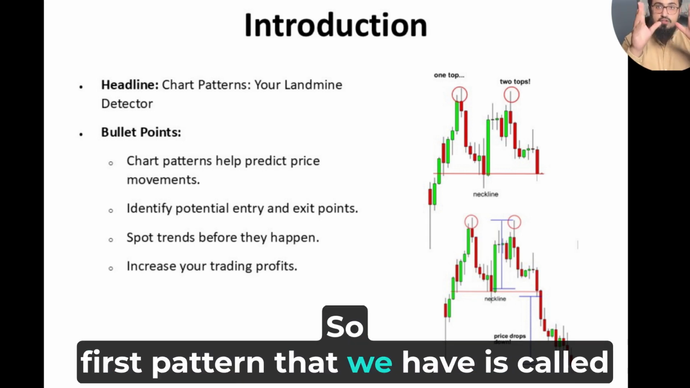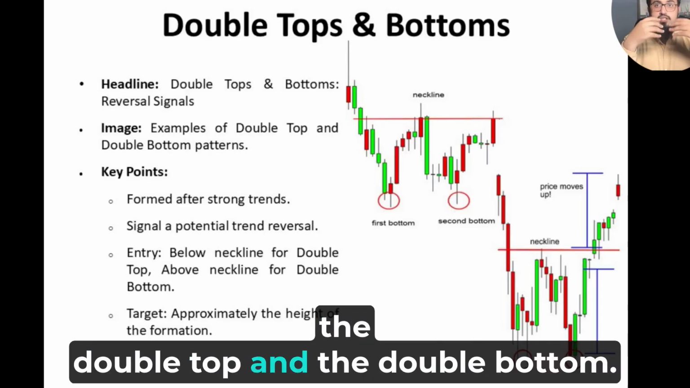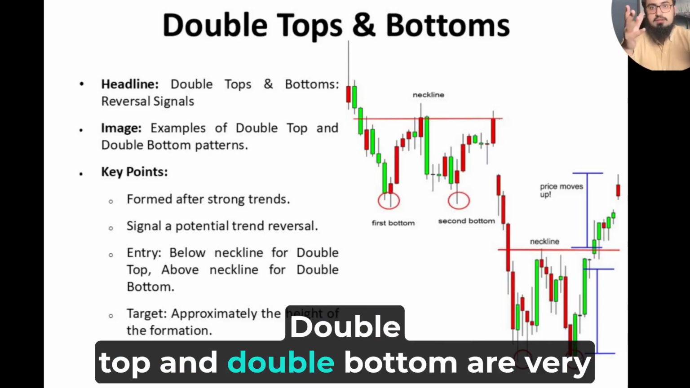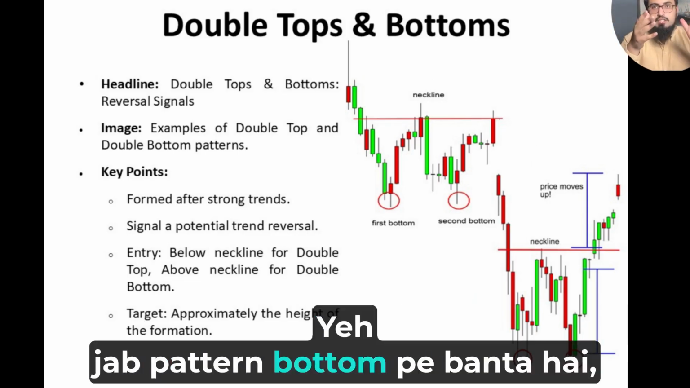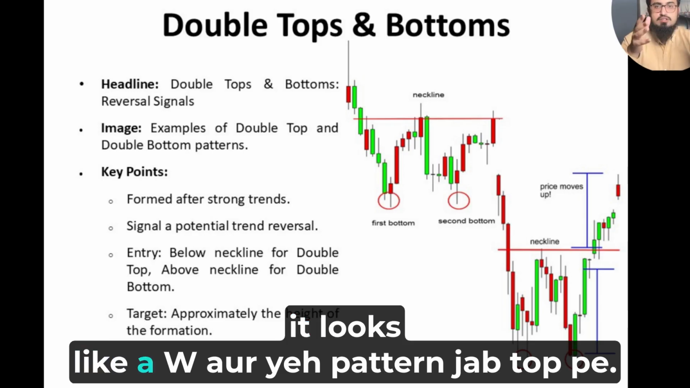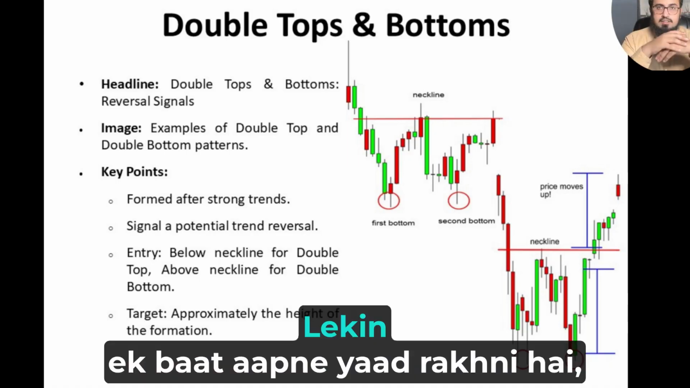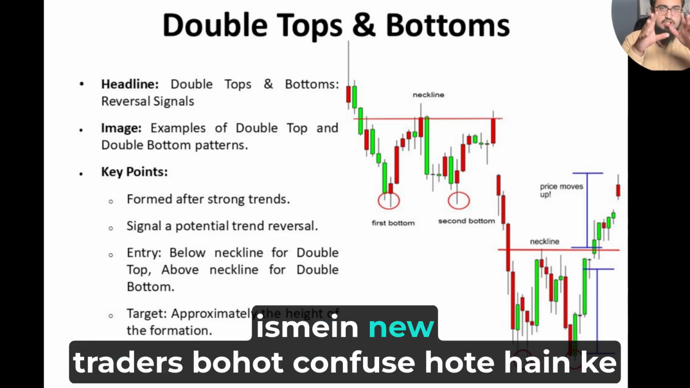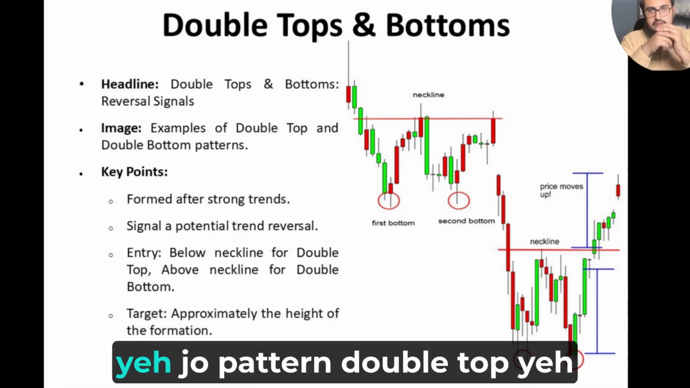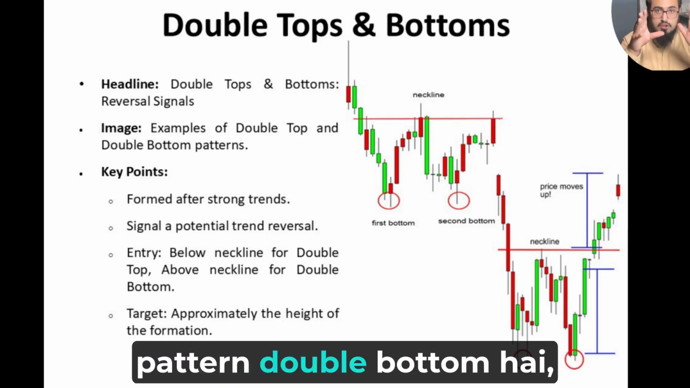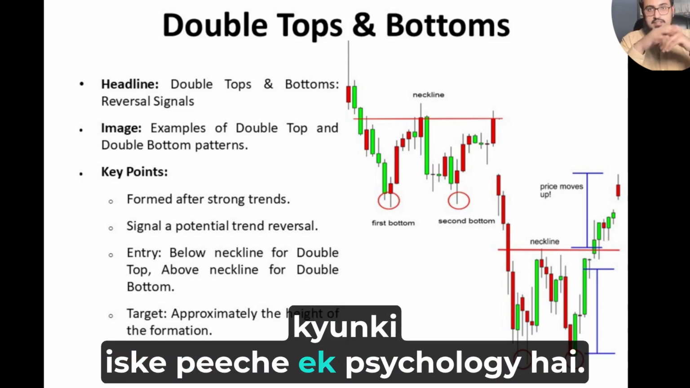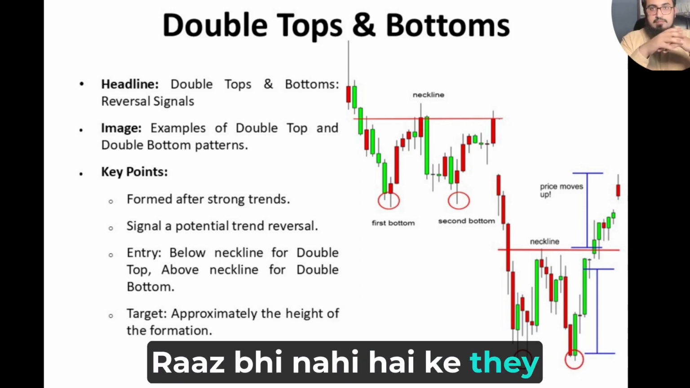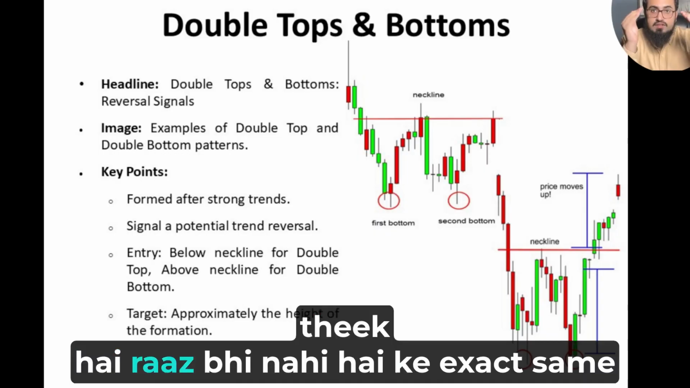So the first pattern: we have double top and double bottom, which are very easy patterns. This pattern that forms at the bottom looks like a W, and when it forms at the top, it looks like an M. But there is one thing you need to remember. Traders are often confused about whether this pattern is a way for the price to move, because there is a psychology behind it. It is not necessary that it will always work.